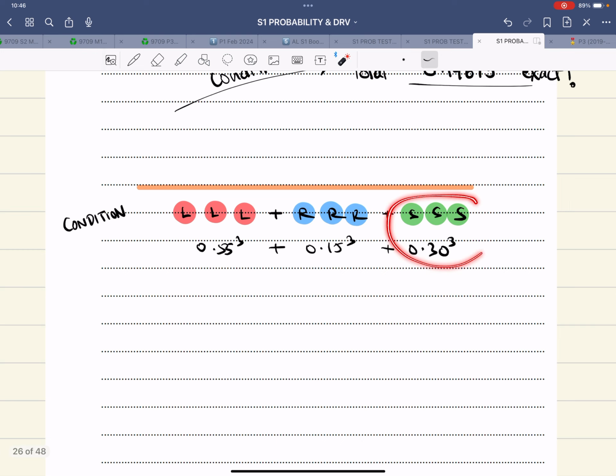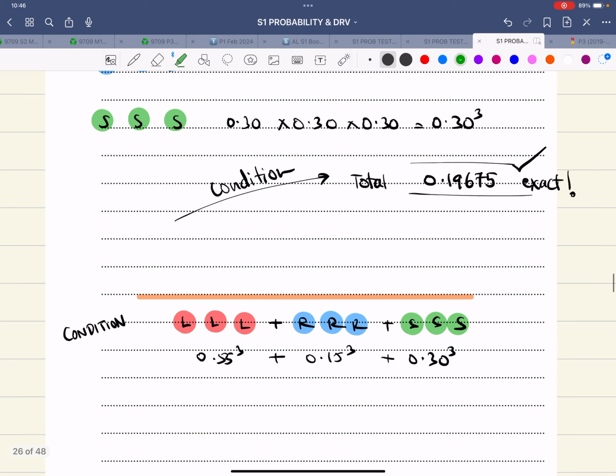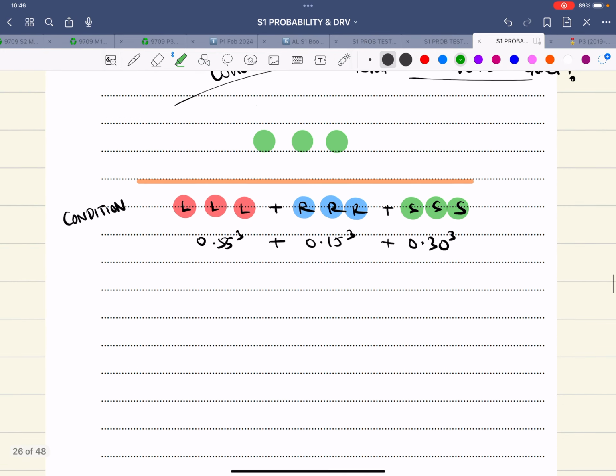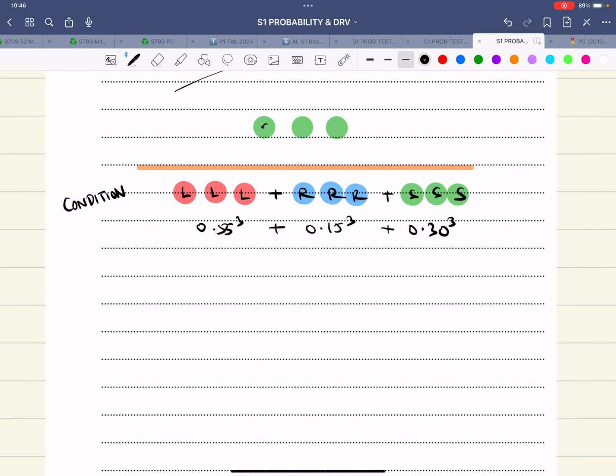Find the probability they all go straight on. So all straight on, this thing should go up. So what should go up? The 3 green should go up. So 3 green are there. And let me just double check the color. Is that the same colors that I'm using? Yes, I'm using the right colors. So therefore straight, straight, straight, which is 0.30 cube.